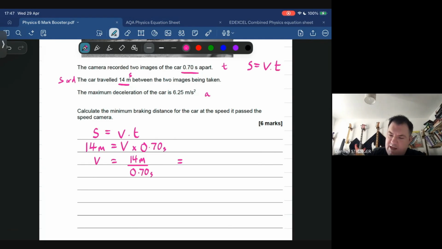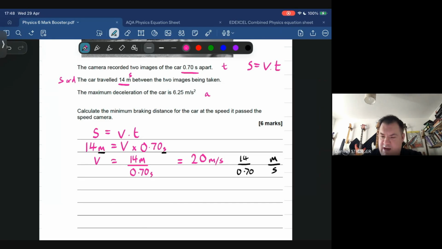So 20. Right, I'm going to let you in on a little secret here. If you're not sure of what your units are, do what I've done here. I've included them all the way down. So I've got M and S. If I just split that, I've got 14 over 0.70. I've got M divided by S. So I now know that my units are going to be M divided by S, which is, as we know, meters per second. So that's just one way of doing it if you're not sure what you've got.